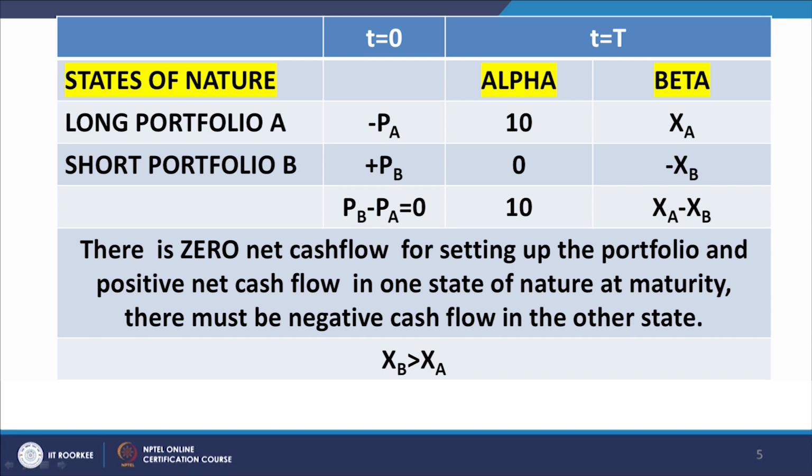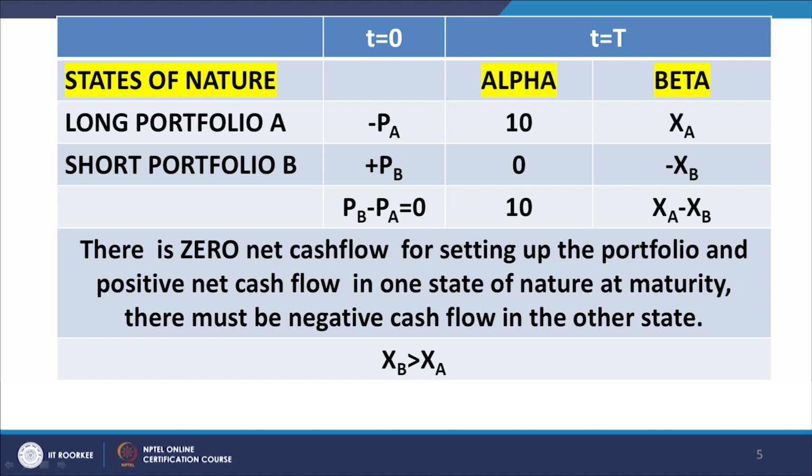Now, the net cost of establishing this portfolio is clearly PB minus PA, and this is equal to 0. It is given because it is given that the cost of the two portfolios, or the value of the two portfolios, is the same at an initial point in time or at an earlier point in time at an arbitrary t. Now, the payoff of the combination of long portfolio A and short portfolio B is 10 if alpha state materializes, and it is XA minus XB if beta state materializes.